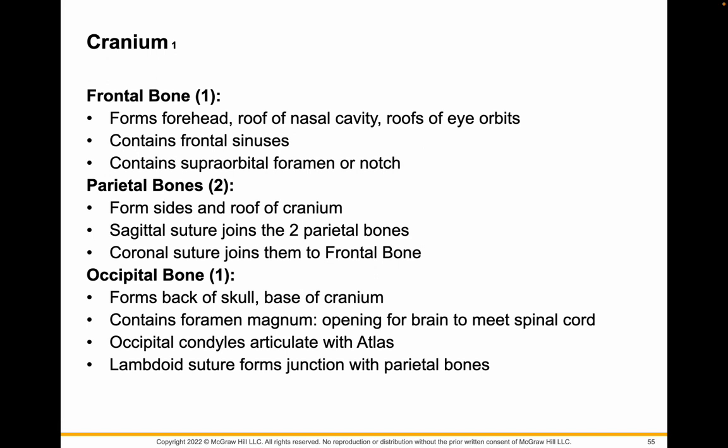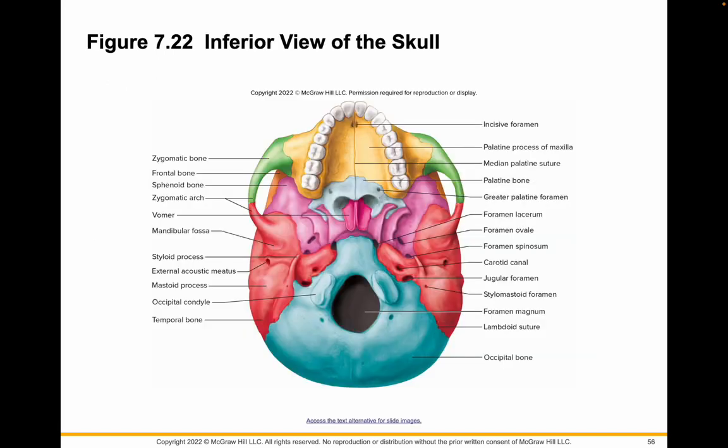Okay, so this is just putting things into words, but really we just need to identify these things. So what you're looking at is the inferior view of the skull. You're looking up, and here is that foramen magnum, that large hole in the occipital bone where your spinal cord is going to come out of. The occipital condyles are here. This is what's going to attach to your vertebrae and hold the head onto the neck. There's that styloid process and that external acoustic meatus.